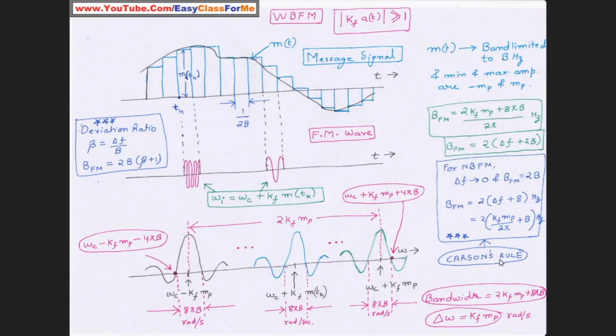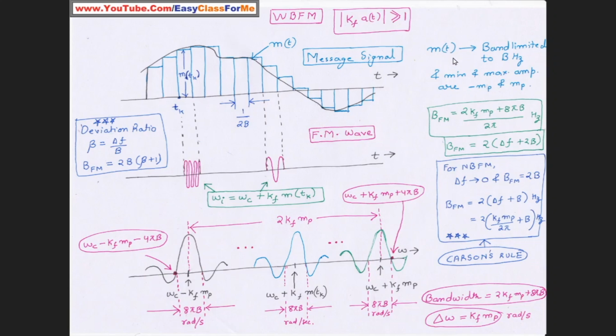So in this video lecture, we are going to talk about wideband frequency modulation, which is abbreviated as WBFM for short. And we already know the condition for wideband frequency modulation is this, that is magnitude of kf into a(t) has to be very much greater than 1. If it is not the case, then we know that the case is NBFM, that is narrowband frequency modulation, and we have already done an analysis about narrowband frequency modulation in the previous video. And what is a(t)? a(t) is nothing but the integral of your message signal m(t), right?